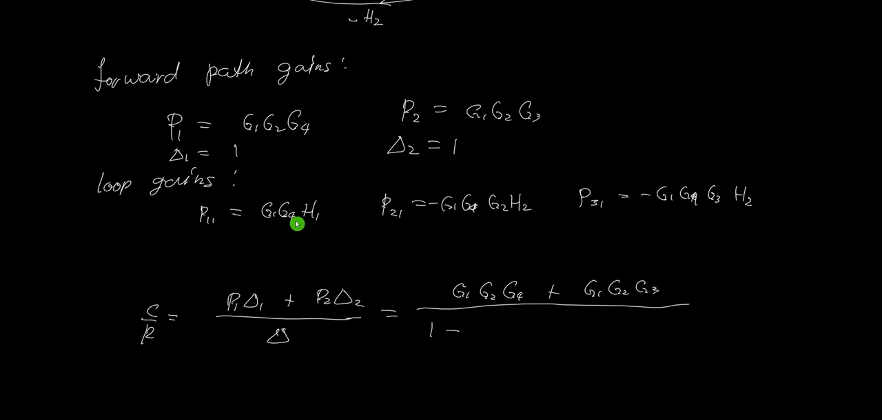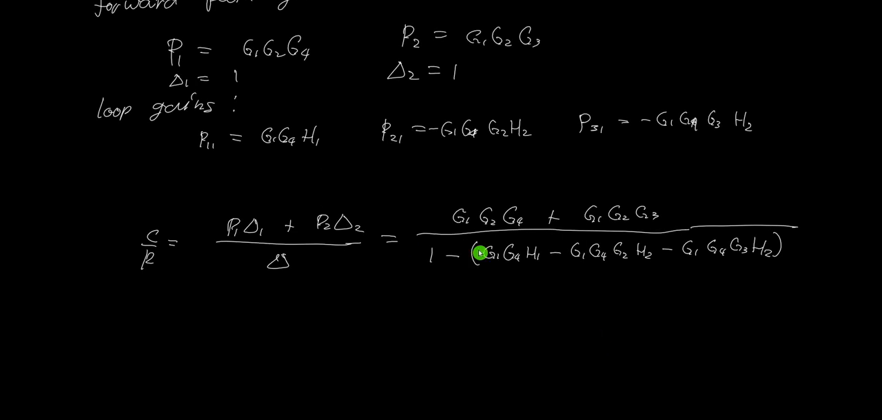So what are the loop gains? These are the loop gains here. So we take the sum of those, G1, G4, H1 minus G1, G4, G2, H2, and minus G1, G4, G3, and H2. So these are the sum of all loop gains. Then we don't have non-touching loops, so plus 0 on the next one. Then we can just simplify this, and that will be our C over R.